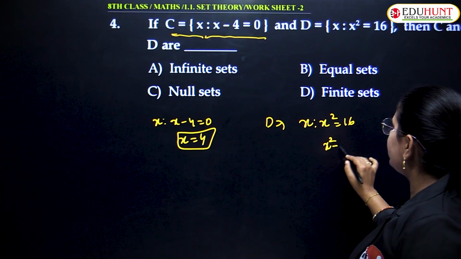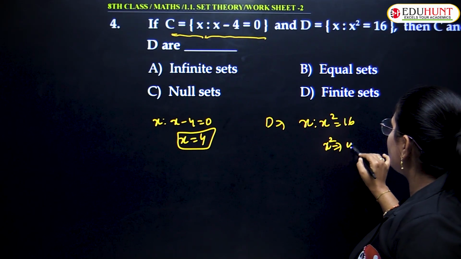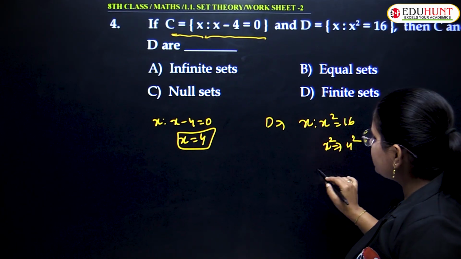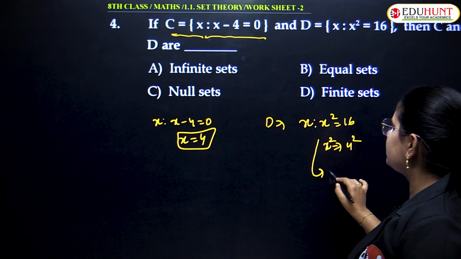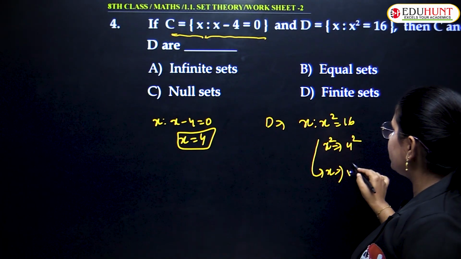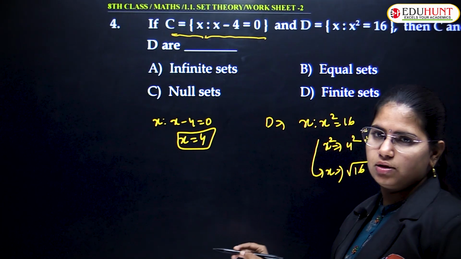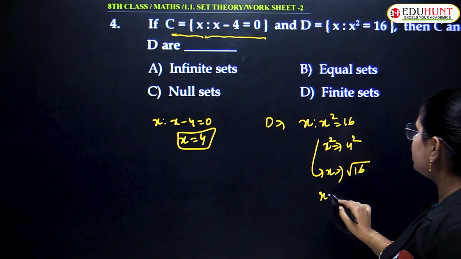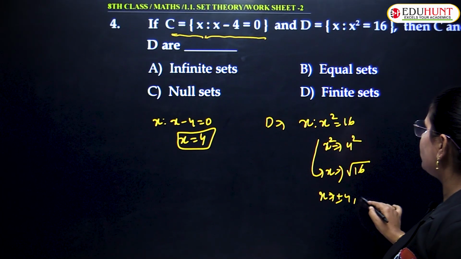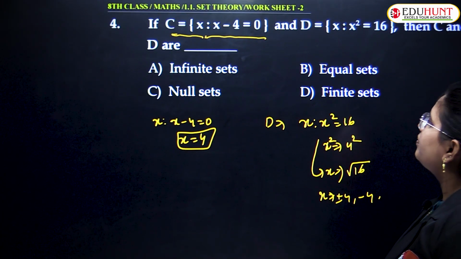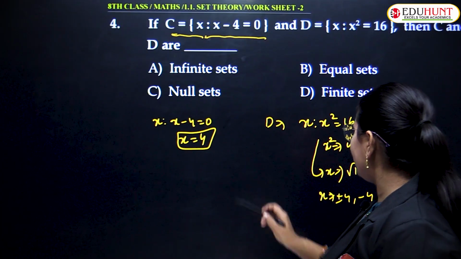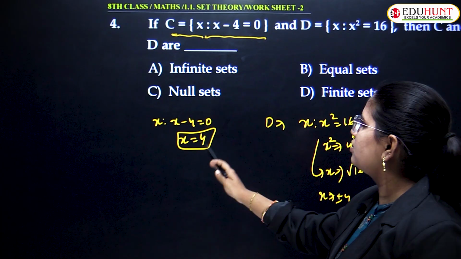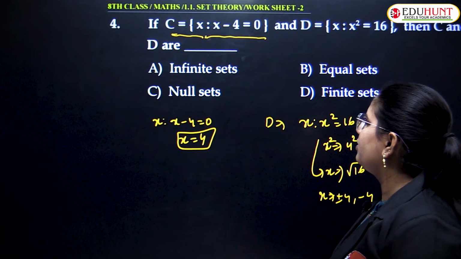So x square is equal to 4 square, right? Also you can write, if the square is transformed to that side, it will become root 16, right? So then what are the possible values of x? Plus 4 and minus 4, right? So can you find a common element in this? Can you find a common element?